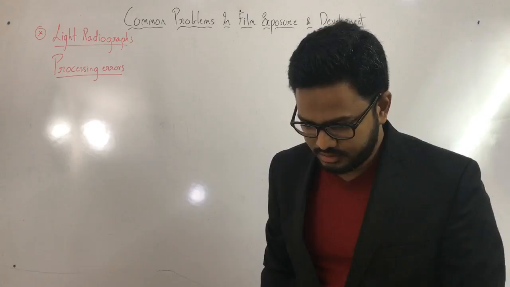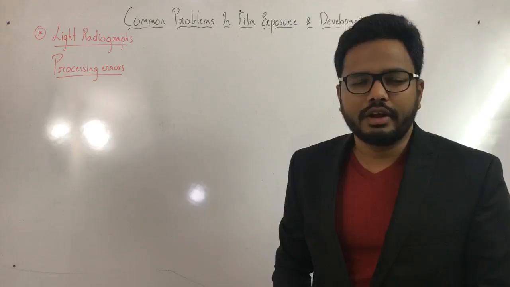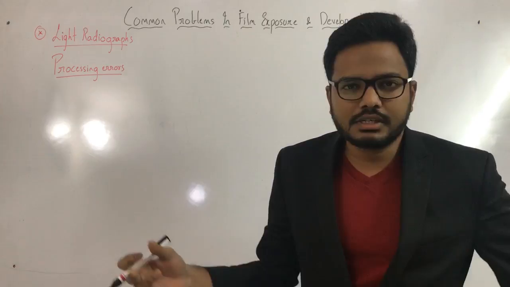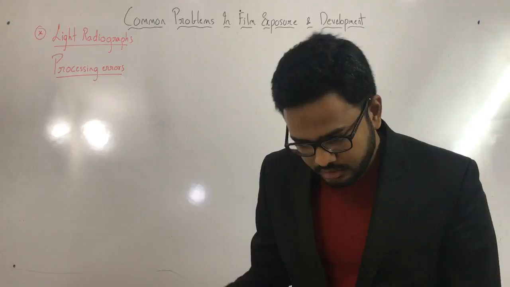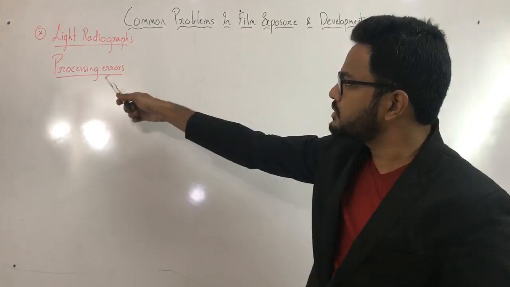Yes, overlapping of teeth, foreshortening or elongation, all this come under projection geometry, right? When your parameters are not properly followed there, then obviously you can have these problems. These cannot be mentioned here. So what are the common problems in film exposure and development? Yes, as you said. Okay, so what could be the reasons, various processing errors which lead to light radiographs?